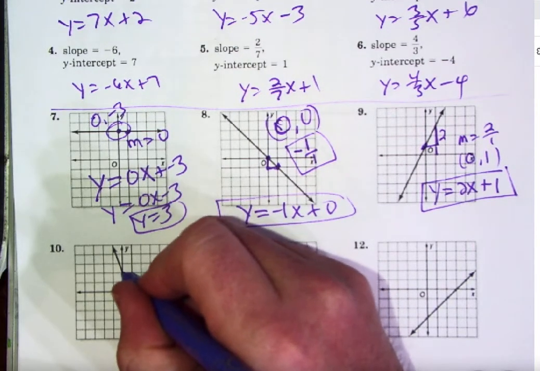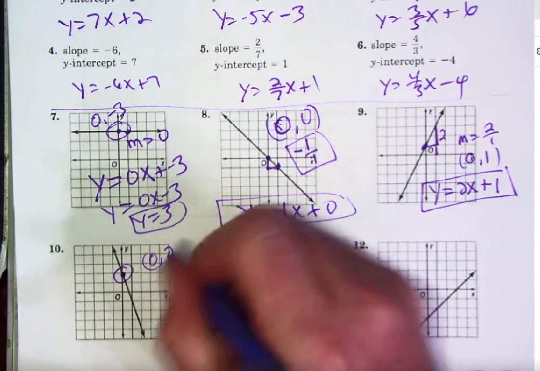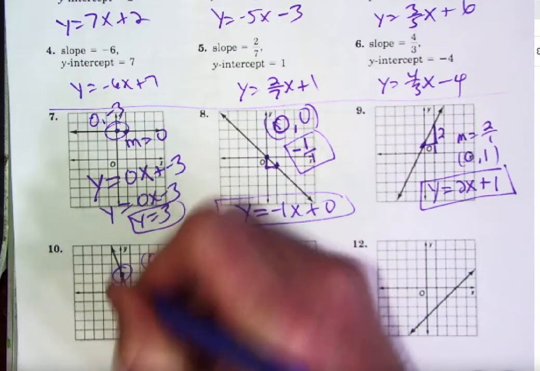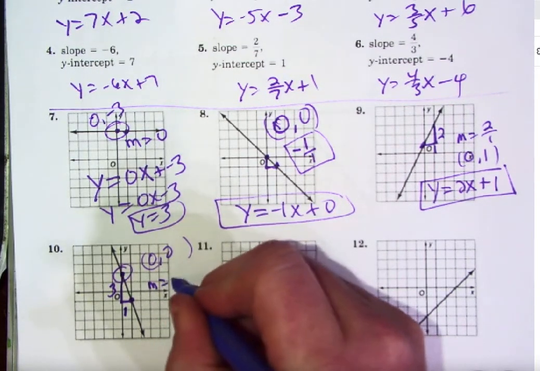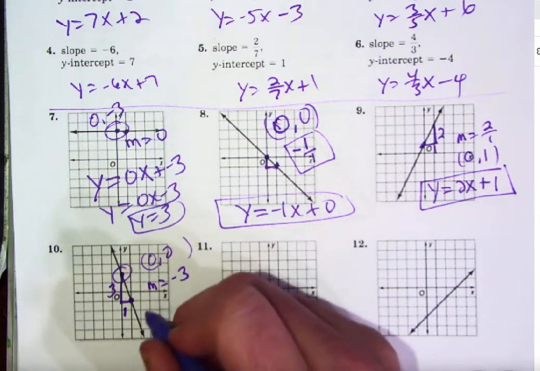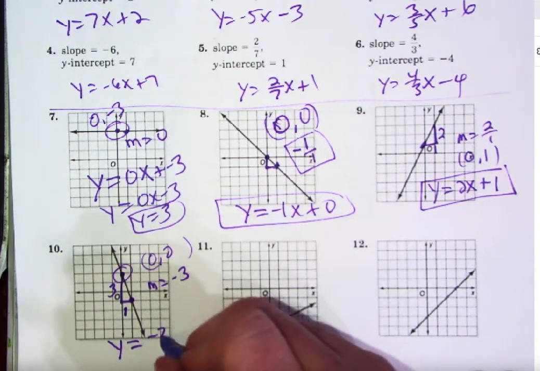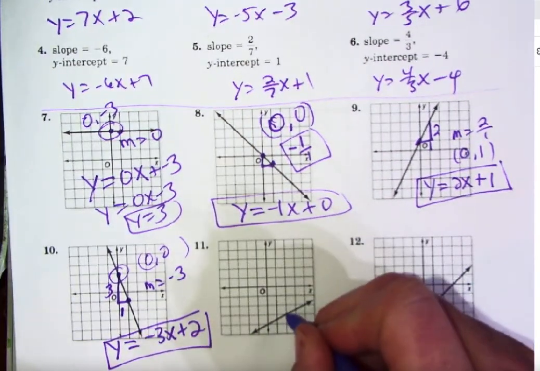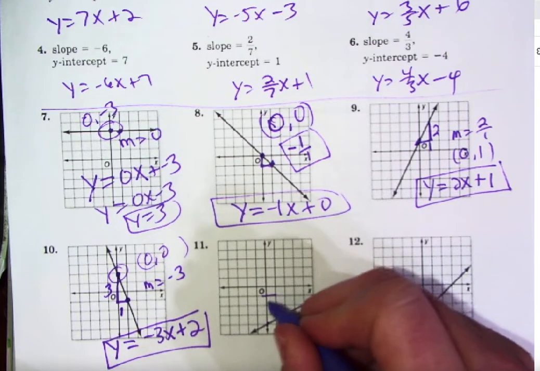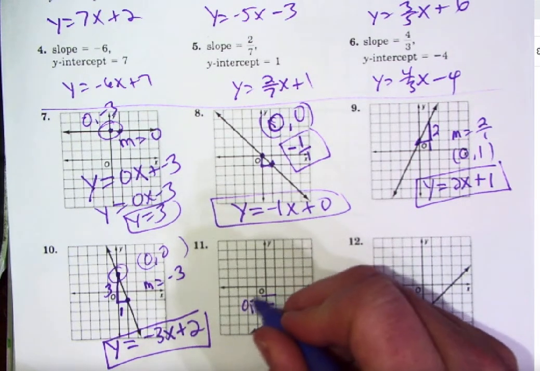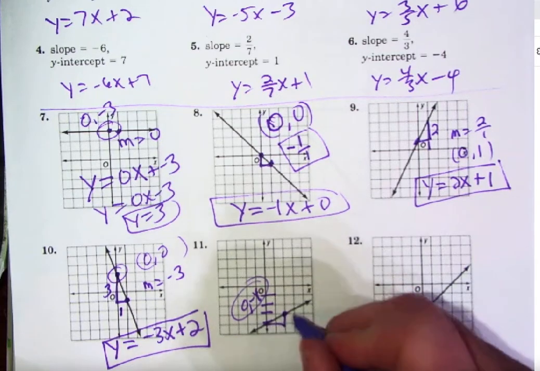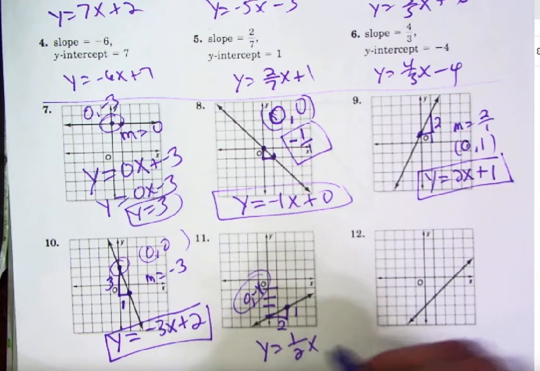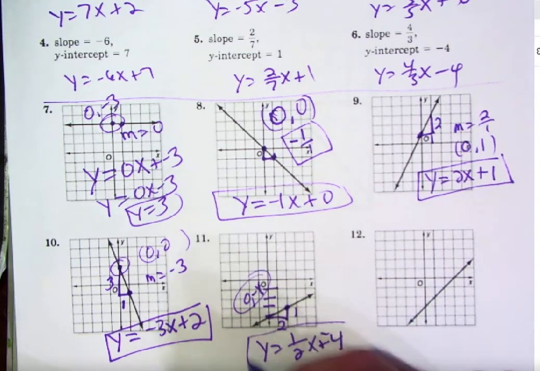Here again, here's our y-intercept. It's at (0, 2). Pick 2 good points and find the slope: 3 over 1. It's a negative slope, so our equation is y = -3x + 2. Here, the y-intercept is at (0, -4), counting negative 1, negative 2, negative 3, negative 4. Our slope, rise over run, is 1 over 2. So the equation is y = 1/2 x + (-4), or minus 4, whatever you want to do.